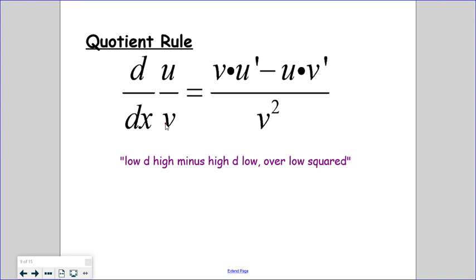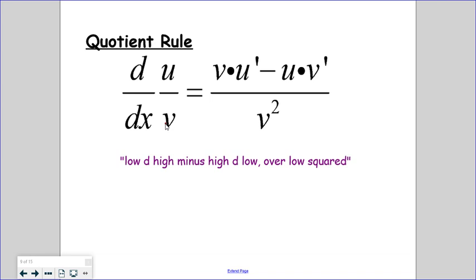This right here in parentheses is a little rhyming phrase that can help you remember the order that it goes. And it says "low d high." Low d high refers to this: the bottom function times the derivative of the top. Low times the derivative, d high, derivative of the high function. Low d high minus high d low over low squared.